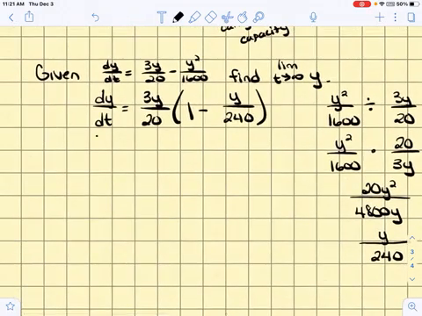I can now find the limit because I know the carrying capacity. So if I were to have the original equation, the limit as t approaches infinity, the carrying capacity is 240.